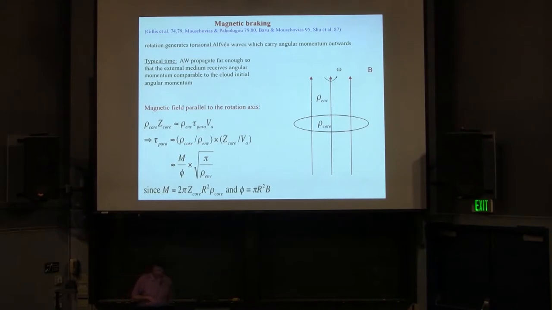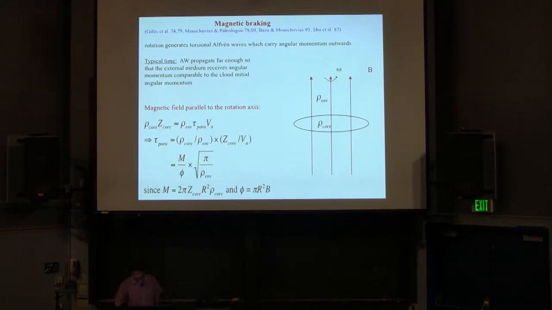The classical analysis, which has been done essentially by Mouschovias and others, is to simply estimate the timescale of the braking by saying that when you have a rotating core, it is launching Alfvén waves, and the core is going to be significantly braked when your Alfvén waves will have swept a mass comparable to the mass of the core, because this means in that case that you have given an amount of angular momentum to the surrounding medium which is comparable to the angular momentum that was present initially. So that gives you time scales, which are written here.